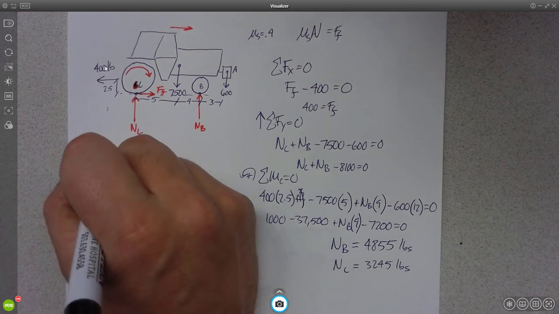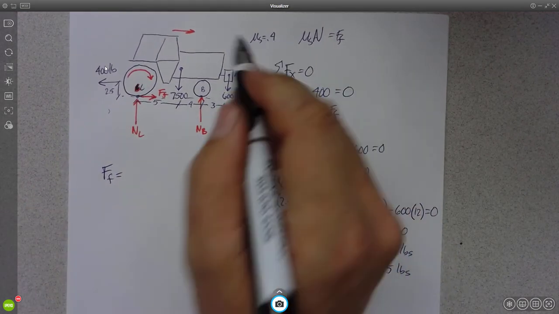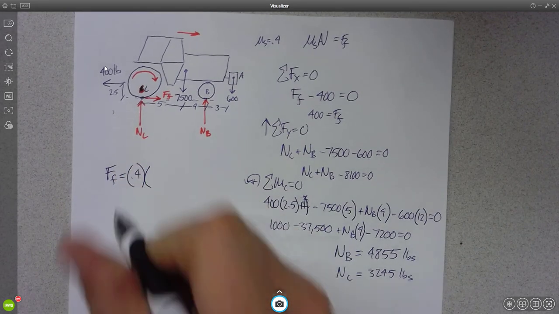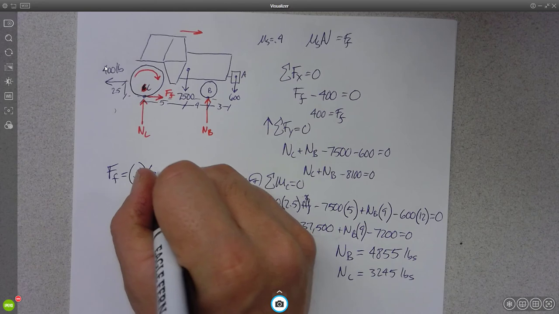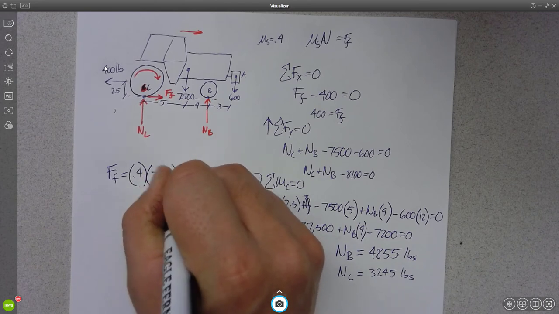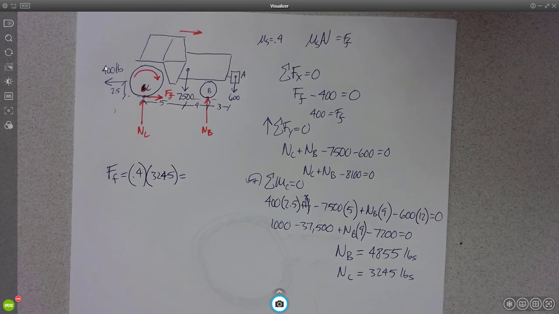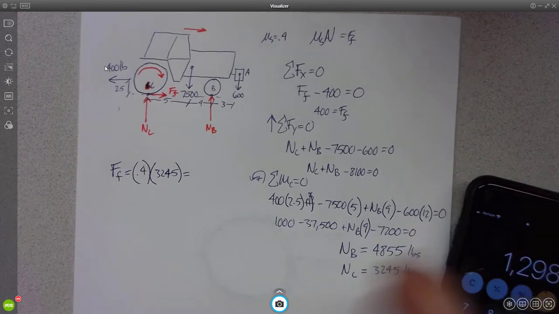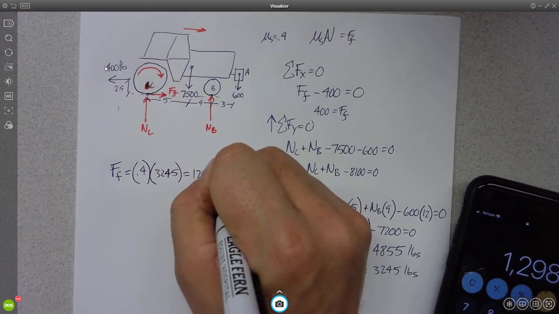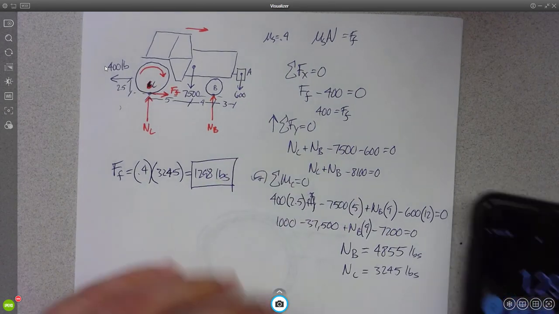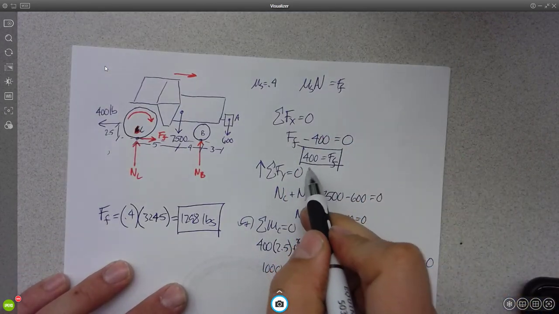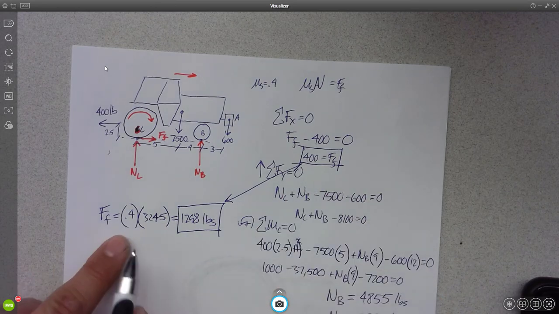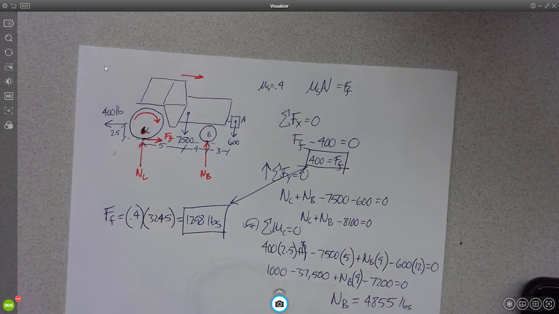Okay. But I thought the force of friction was equal to mu static, 0.4, times the normal at C, 32.45. You do that in your head. $12.98. What the heck? Why is the force of friction in our problem only 400 when mu static times the normal is $12.98?